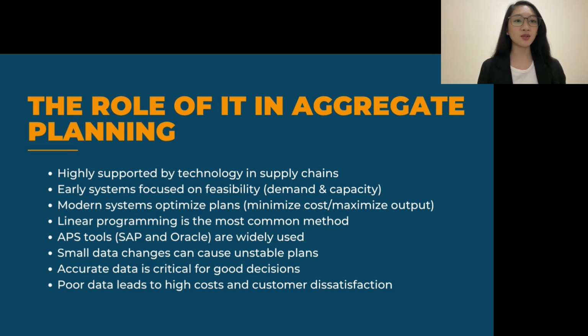Today, companies use advanced planning systems from providers like SAP and Oracle to create these plans. However, one challenge is that small changes in data, like demand, can result in very different plans, making them unstable and hard to trust. Lastly, accurate data is very important because incorrect inputs can lead to poor decisions, higher costs, and unhappy customers.